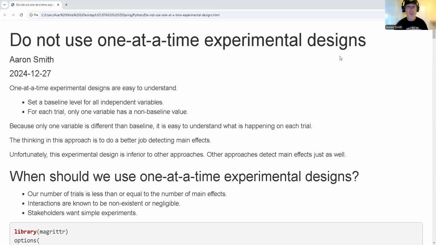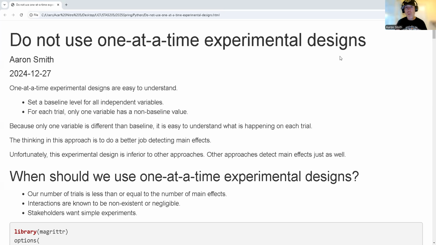time experimental designs. One at a time experimental designs are where we set a baseline for our independent variables. And then one at a time, we change an independent variable value. And so what ends up happening is that every single run of my experiment, everything is baseline except one independent variable on each trial.